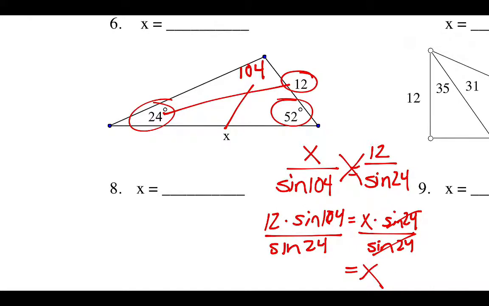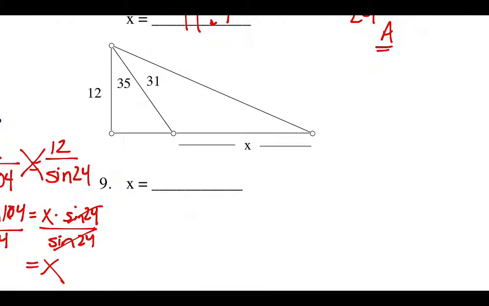12 times the sine of 104, which is about 0.97, equals, and then divided by the sine of 24, and I get 28.6. If you're not getting 28.6, make sure you understand how your calculator is doing that and in what order you need to type it in.